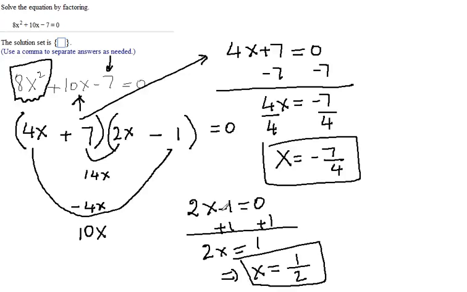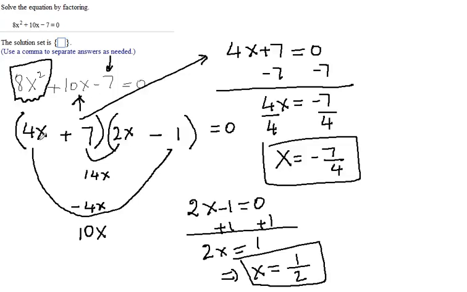Now to check, of course, this is 2 times 1 half is 1. 1 minus 1, 0. 0 times a number is 0. We try here 4 times negative 7 over 4 is negative 7, plus 7 is 0. 0 times a number is 0. We already proved that these two factors equal the given trinomial.